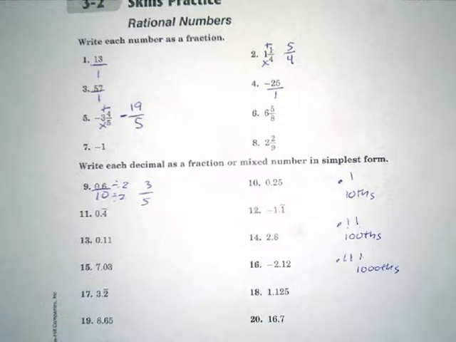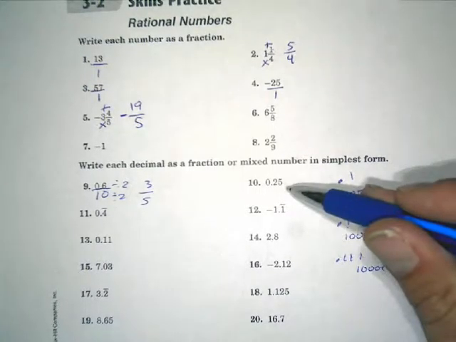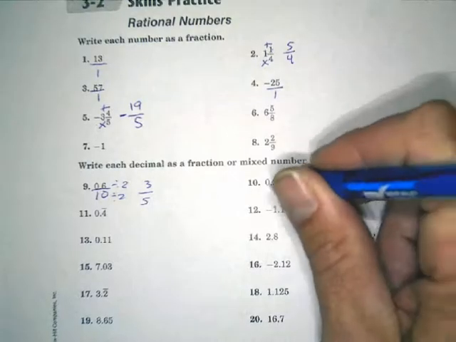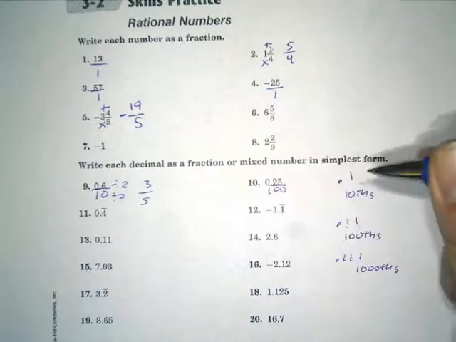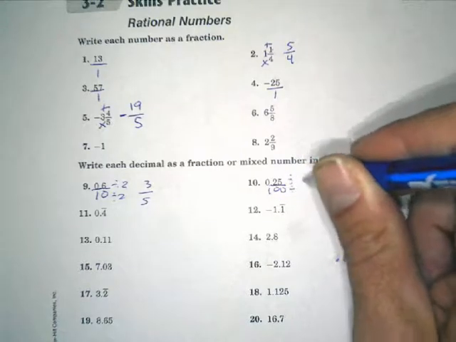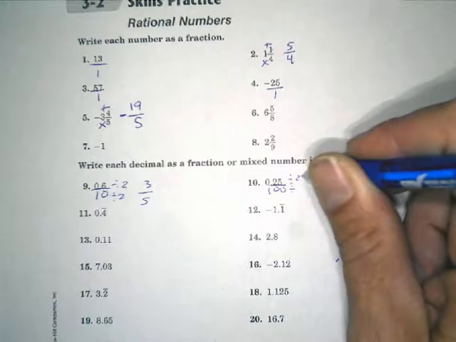If we look at number 10, there are two numbers behind the decimal. Therefore, we're going to put it over 100. Now we have our fraction. If we look at this, we can reduce this. We can divide the top and bottom by 25 and get 1 over 4.